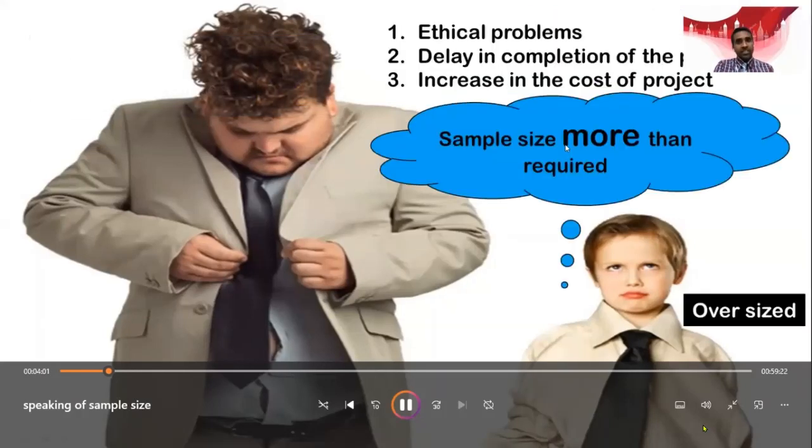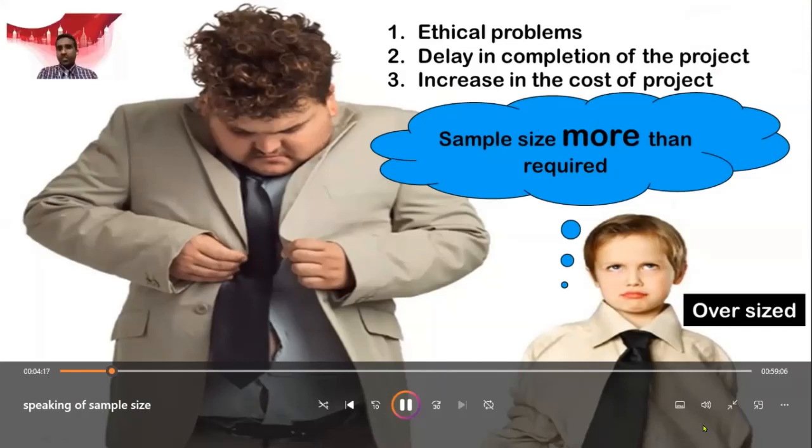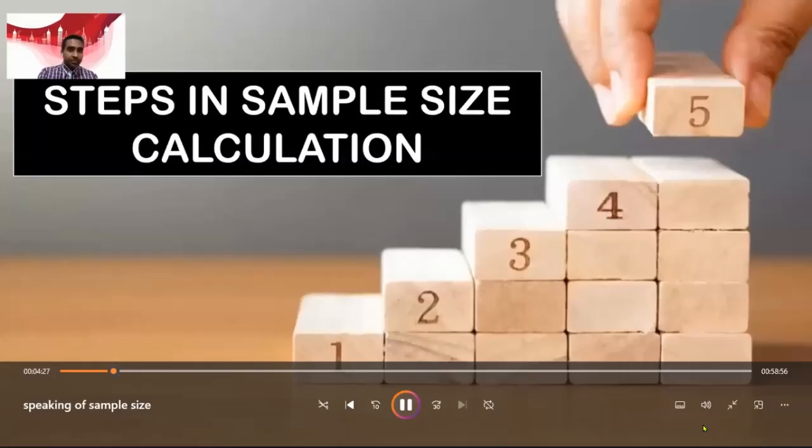Or the sample size may be more than required. It will lead to an ethical problem, particularly if it is a human study or animal study. And there will be a delay in completion of your project, because too many samples will definitely increase the time. And of course, the cost involved in the project will also increase. So you have to calculate the sample size appropriately.